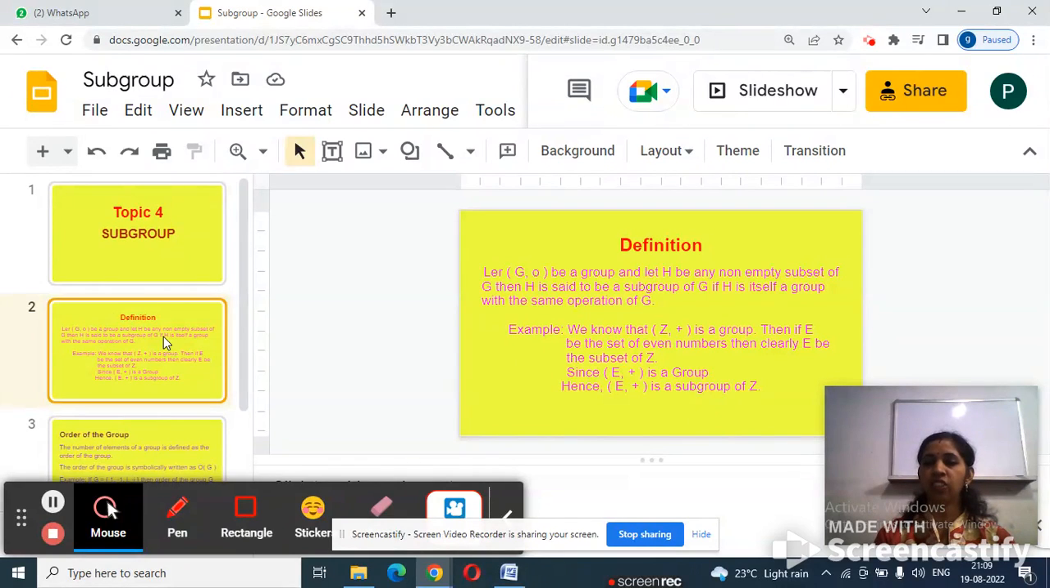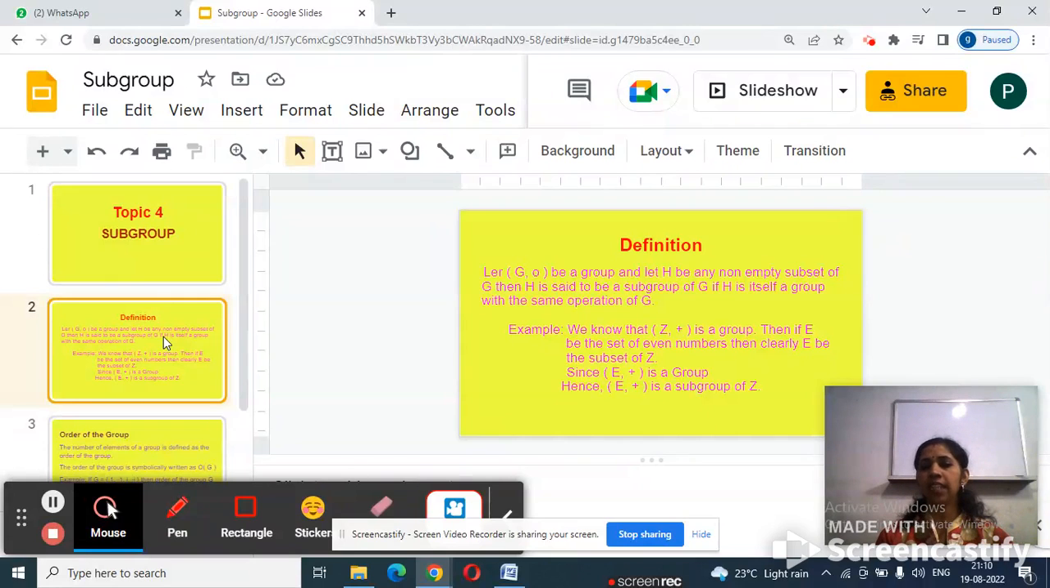That means H has to satisfy all the properties of group, that is closure law, associative law, existence of identity and existence of inverse with the same operation, not the other operation, with the same operation of G. The example of the subgroup is, we have earlier seen that (Z, +) is a group. Z, the set of integers together with the usual addition forms a group.